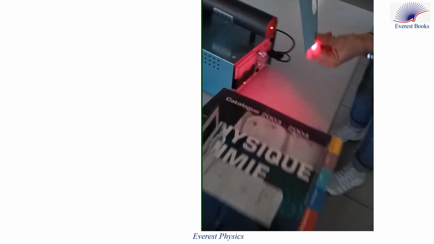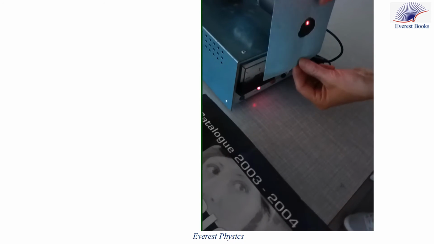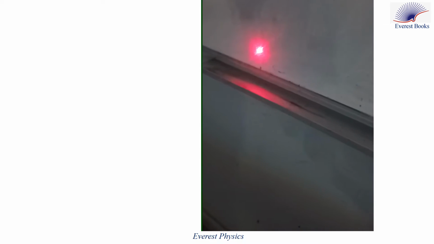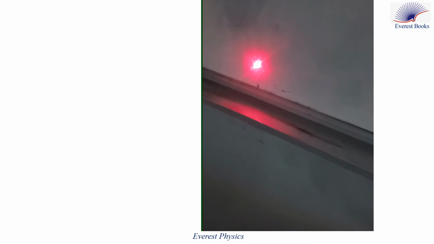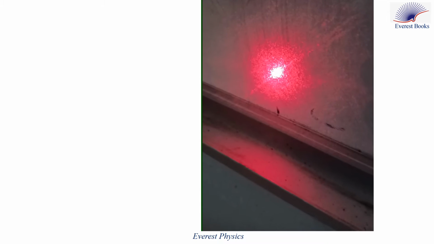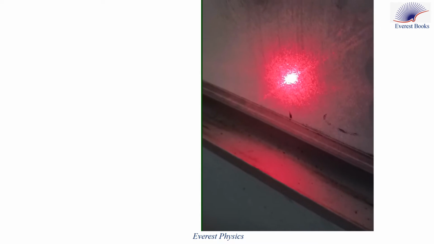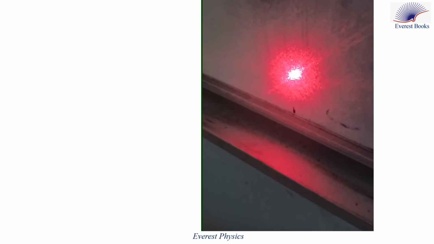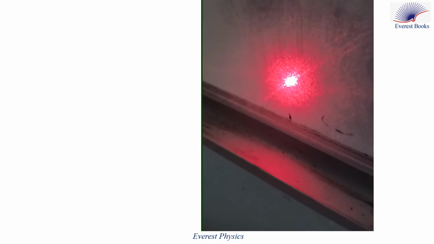I will place the cardboard parallel to the screen and in front of the laser box, so that the laser beam passes through the circular aperture. What do you observe on the screen? We observe a bright spot of light having a diameter almost equal to that of the laser beam. As expected, light travels in straight lines.